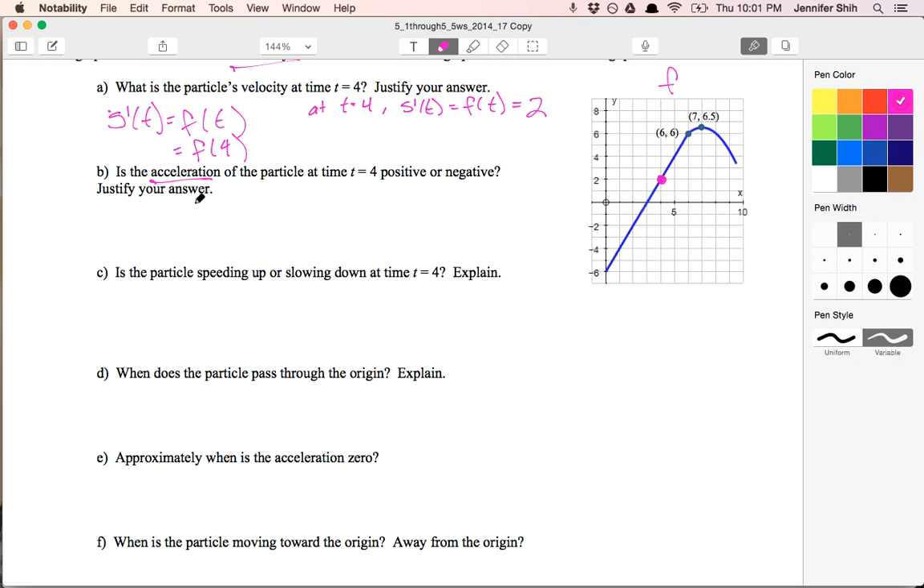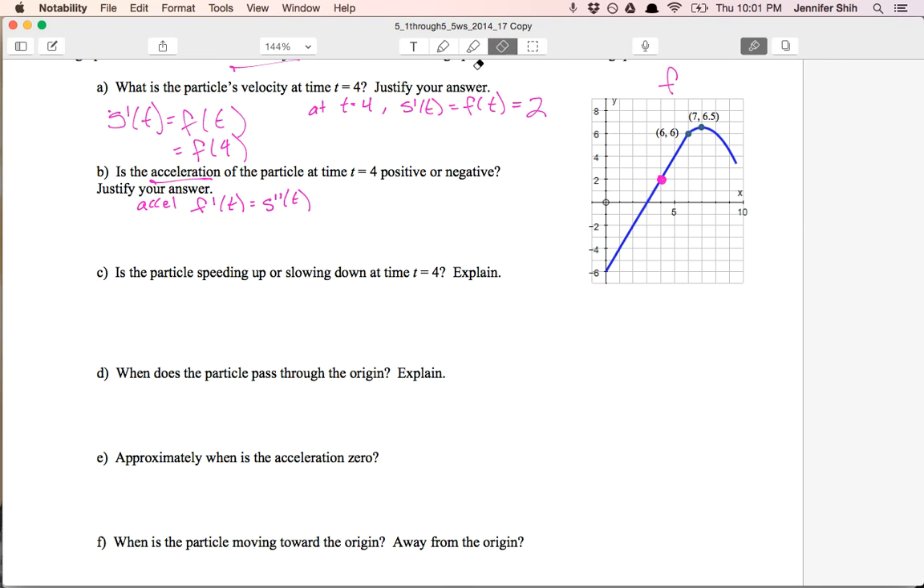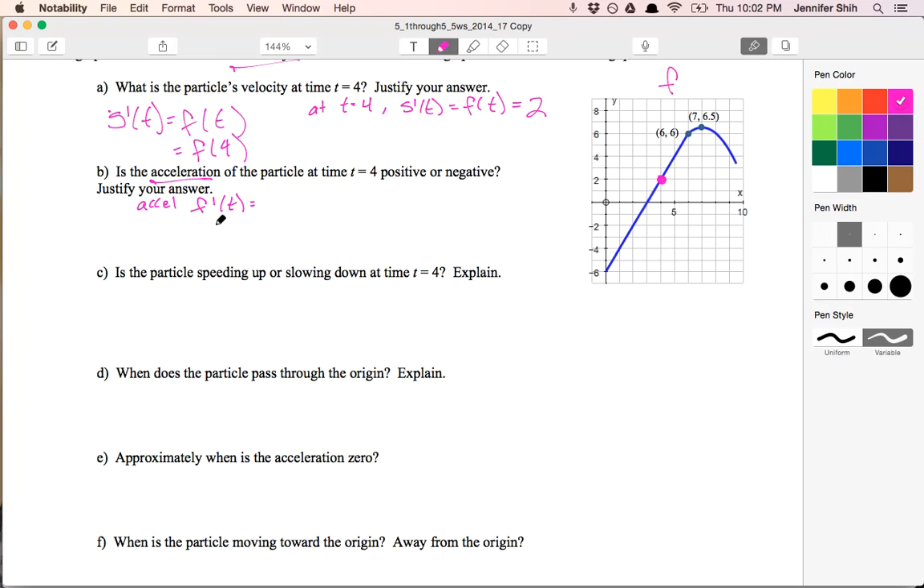Okay, is the acceleration of the particle, so we're going to talk about s double prime of t, of the particle at t equals 4 positive or negative. So, like I said just now, the acceleration is going to be f prime of t, which is also equal to s double prime of t. That's because s is the position. But let's go back to f prime of t. We have a graph of f. Therefore, if we want to find f prime of t, we have to find the slope. Not a big surprise that we are finding slope somewhere in this problem.